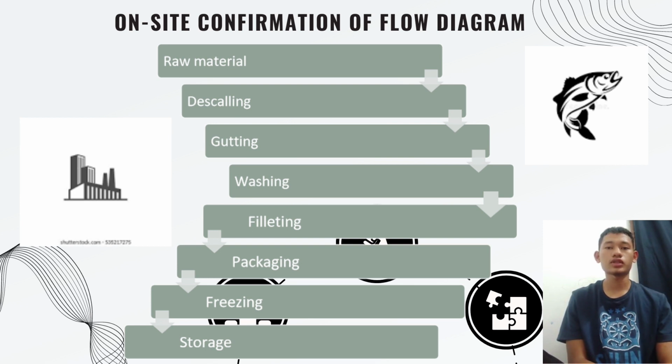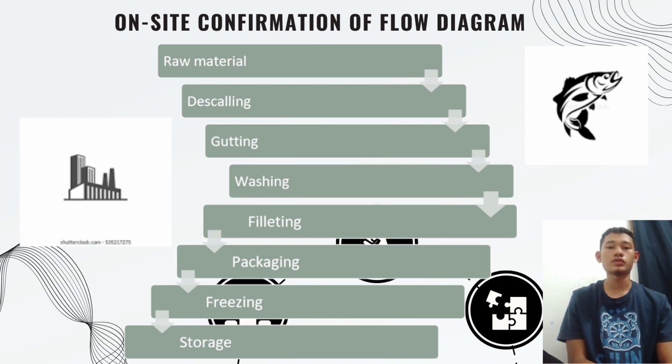descaling to remove all scales from the fish body, gutting to remove internal organs such as stomach, gonads, and liver, washing to ensure the fish is free from dirt, filleting by cutting the sides of the fish body and removing the fish bones, packaging by placing the fish in airtight plastic to ensure that the fish is not contaminated by external factors.